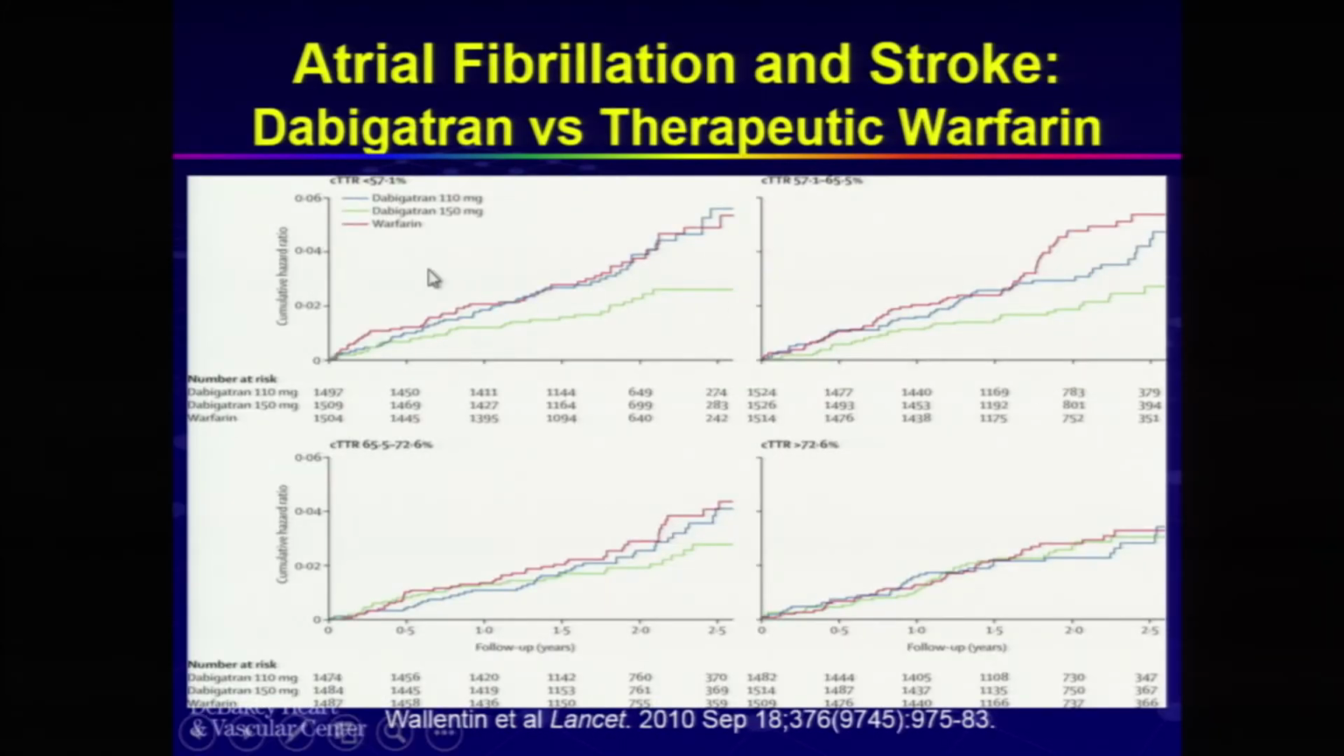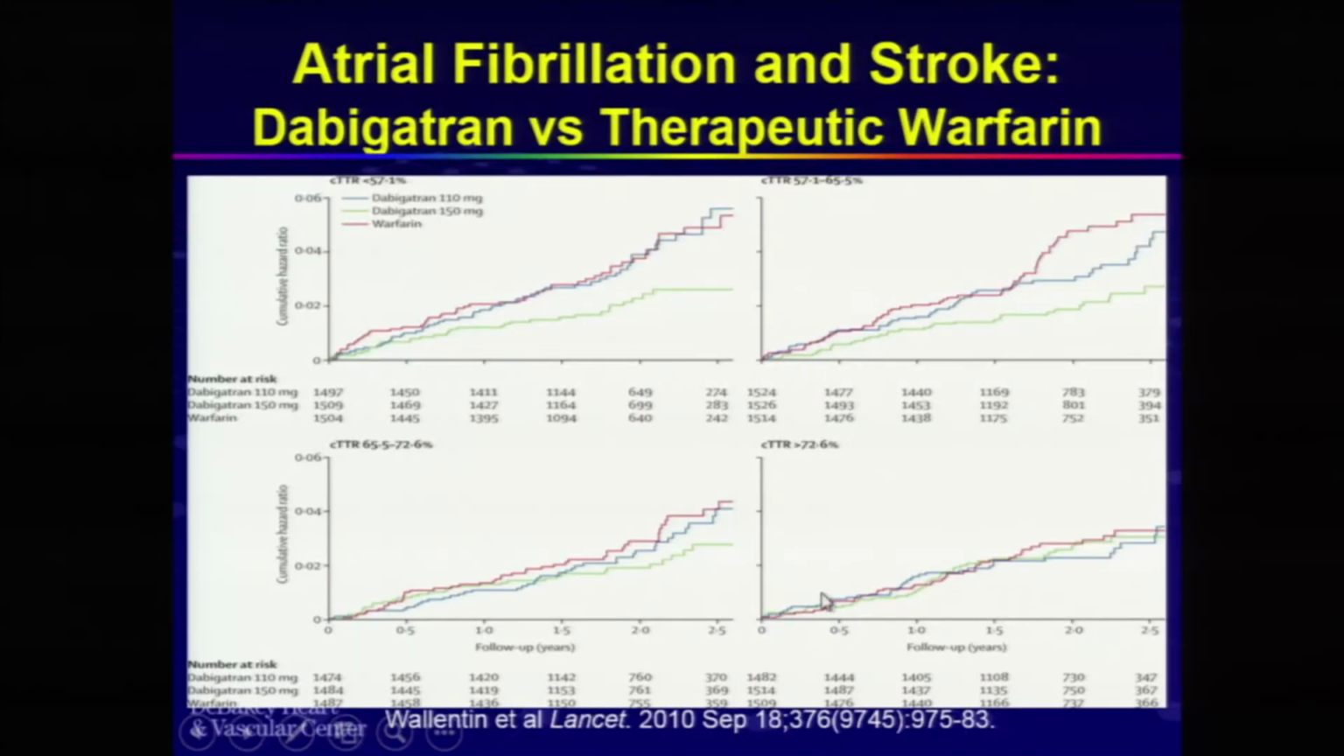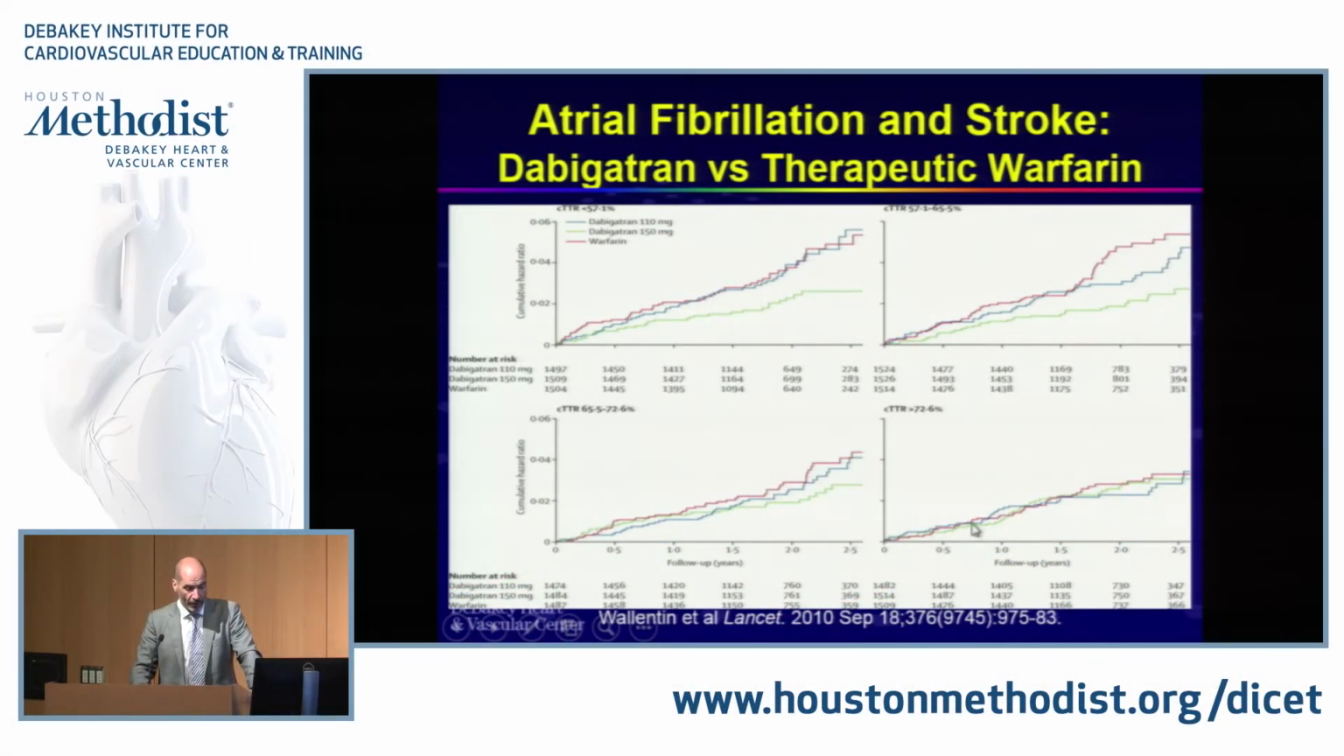It was interesting that when you compared dabigatran at the fixed dose versus warfarin, but you only take patients that took warfarin the right way, that means with INRs between 2 and 3, it turns out that it was no different when the time in therapeutic range was more than 72% of the time. So if the patients had INRs between 2 and 3 most of the time, or at least more than 72% of the time, the curves of dabigatran at either dose versus warfarin were very similar.